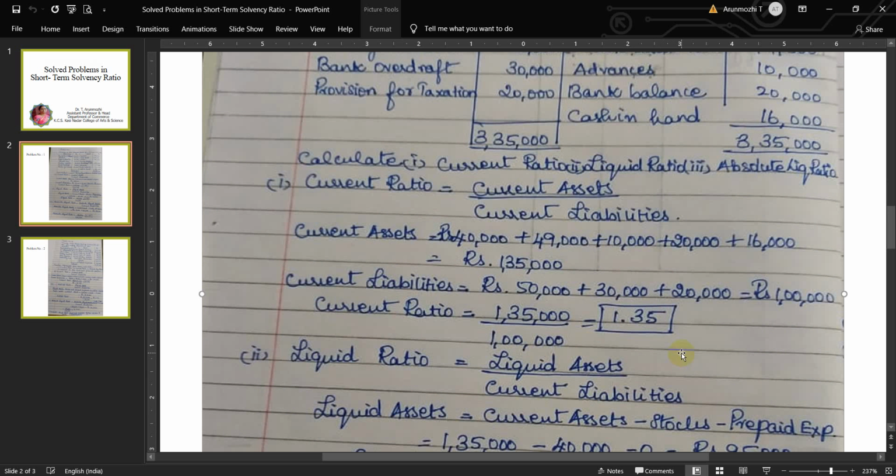Sometimes the question would be to solve short-term solvency ratio. So it means the same. Both the questions are the same. So I have given you current ratio, liquid ratio and absolute liquid ratio. The current ratio formula we have already seen as current assets divided by current liabilities.